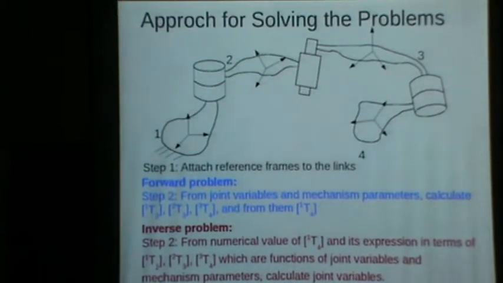There are 12 such relations. Okay? In this case, we have to find the values of 3 joint variables. In our 6 degree of freedom case, which we will solve as an example, we need to find 6 of them out of 12 relations. Okay? That is something we are going to do. So this is the approach for solving the forward and inverse kinematic problems. Now let us look at the problem of fixing these reference frames and defining joint variables and mechanism parameters.